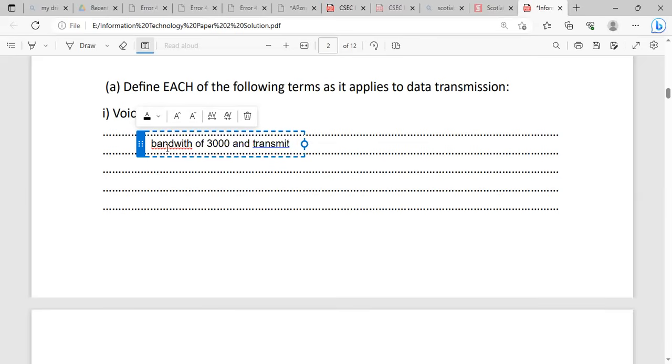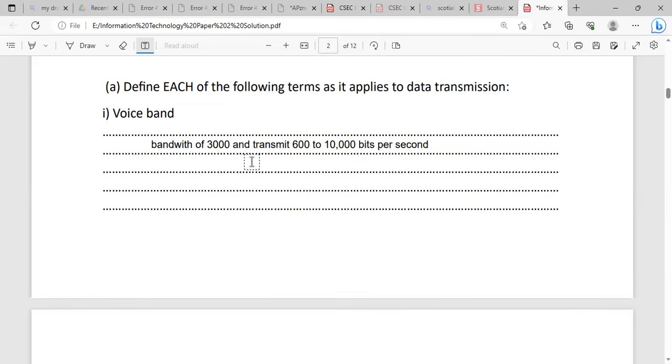Should use the word between instead of from. So it's between 600 to 10,000 bits per second. All right, so let's, as they say, define each. So there is more. Let us go down to that.